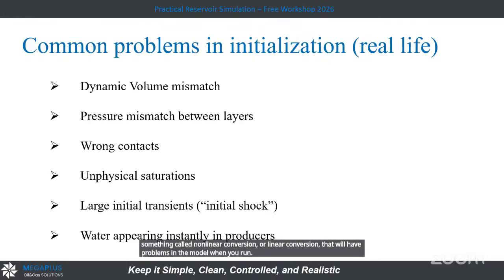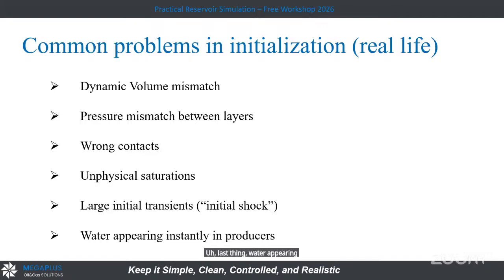Last thing, water appearing instantly in producers. If you have a mismatch, as an example, if you run the model and observe in some wells that the water breakthrough is very high, so go to the relative permeability curve and correct it.